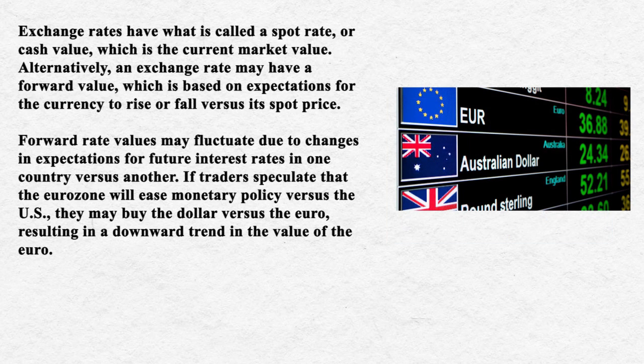Exchange rates have what is called a spot rate or cash value, which is the current market value. Alternatively, an exchange rate may have a forward value, which is based on expectations for the currency to rise or fall versus its spot price. Forward rate values may fluctuate due to changes in expectations for future interest rates in one country versus another. If traders speculate that the Eurozone will ease monetary policy versus the US, they may buy the dollar versus the euro, resulting in a downward trend in the value of the euro.